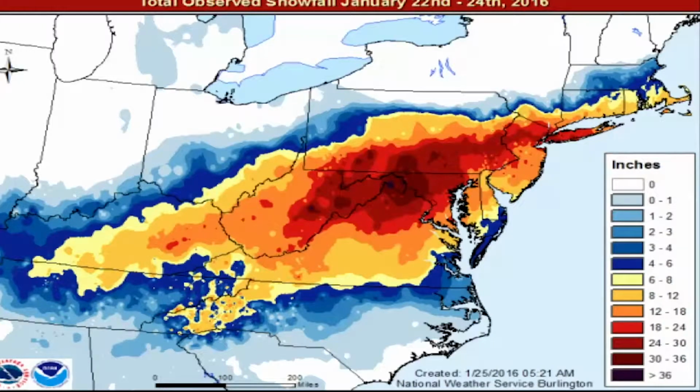Notice the path that that snow takes. It starts in Kentucky, and then it really gets heavy in West Virginia, and it tracks all the way to Long Island. That snow fell to the north and west of the main storm system, and it falls about 150 or so miles away from where that main storm system tracked.